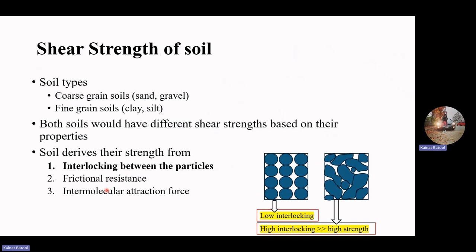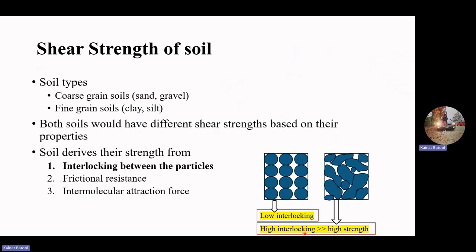So the first one is the interlocking between the particles. You can refer to the picture. Now see the first picture. Here the particles are rounded in shape and there are large air voids present, and there's less connection between the particles as compared to the second picture. So there is low interlocking in the first picture, and high interlocking in the second picture. These are the particles which are mostly of the coarse grain soils. These are the particles which are mostly of the fine grain soils.